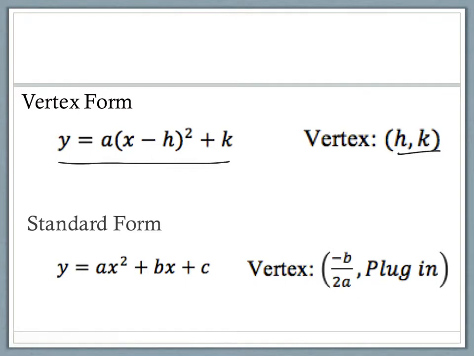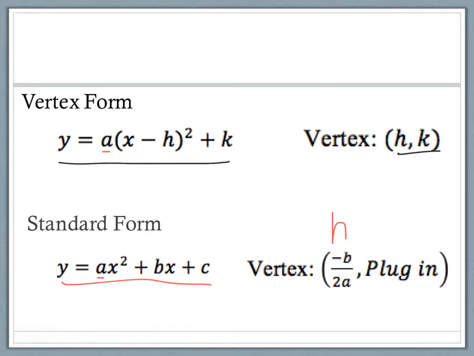Standard form we've talked about when we were solving quadratics. That's when we have it as ax² plus bx plus c. Now if you notice, our a's match, but the other letters do not. When we find our vertex for standard form, the way to find our h value is negative b over 2a.